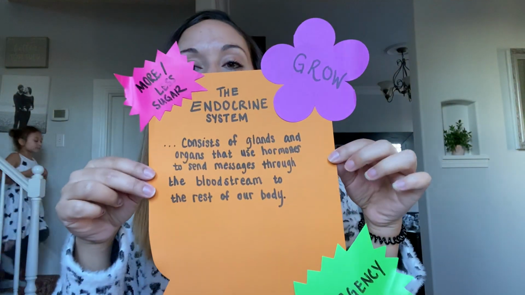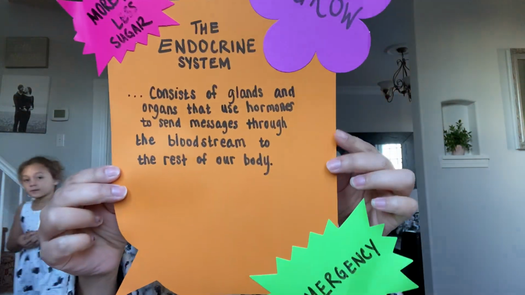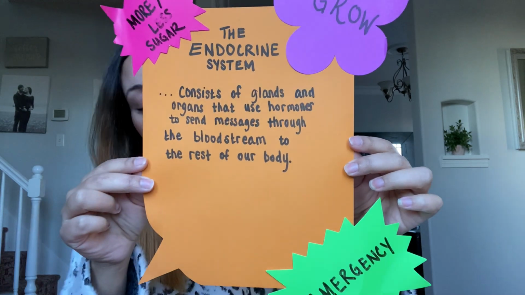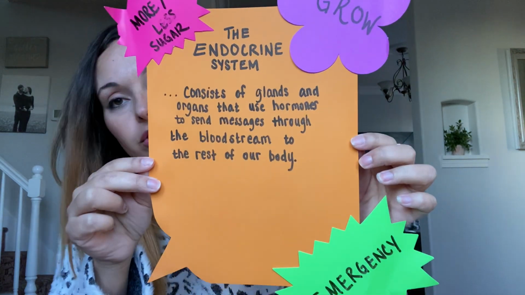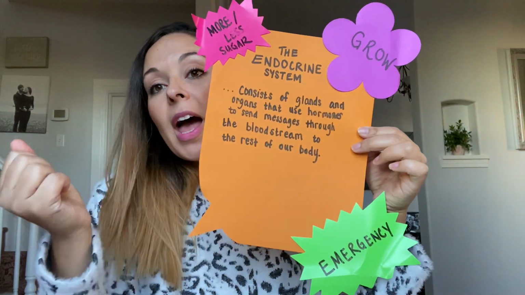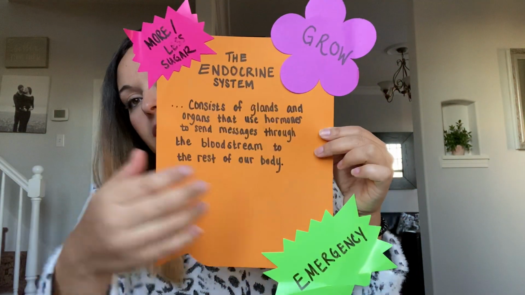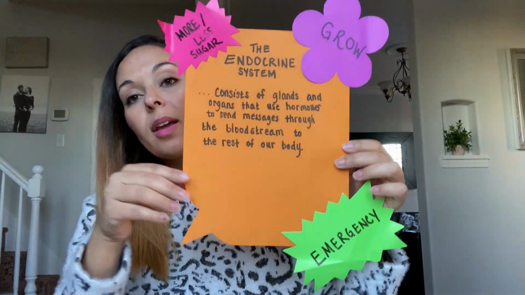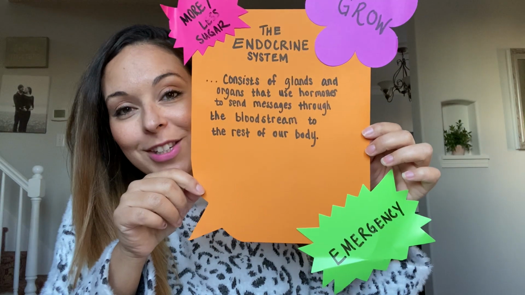And last but not least, for science, we have what is the endocrine system? So I made a little sign because the endocrine system consists of glands and organs that use hormones to send messages through the bloodstream to the rest of your body. So this is our endocrine system, and I have all these different versions of messages that it's sending to our body as the function of the endocrine system.